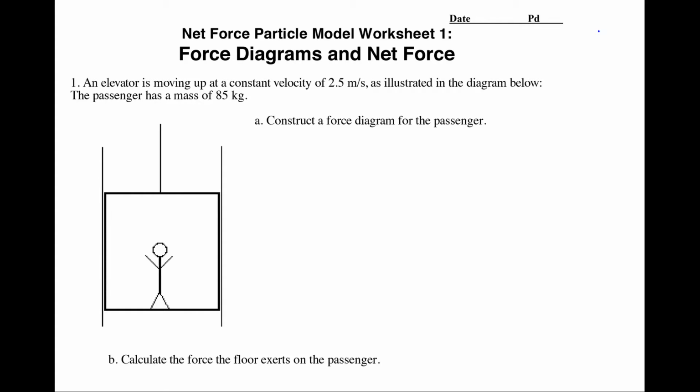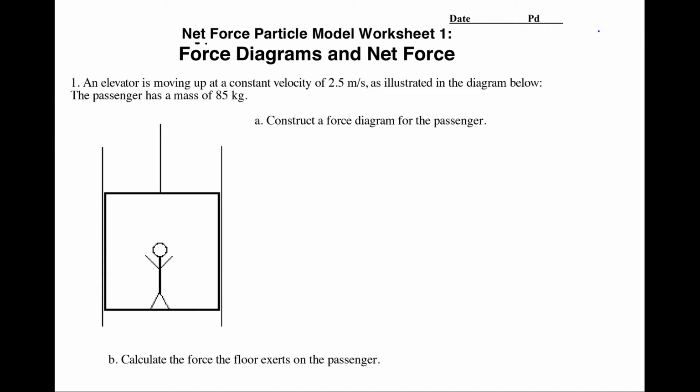All right, this tutorial is to do the worksheet that is labeled Net Force Particle Model Worksheet 1, Force Diagrams in Net Force. Question number 1 says, an elevator is moving up at a constant velocity of 2.5 meters per second, as illustrated in the diagram below. The passenger has a mass of 85 kilograms. Construct a force diagram for the passenger.